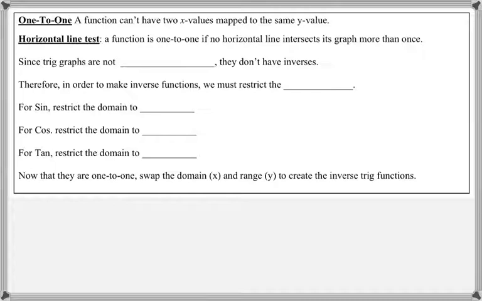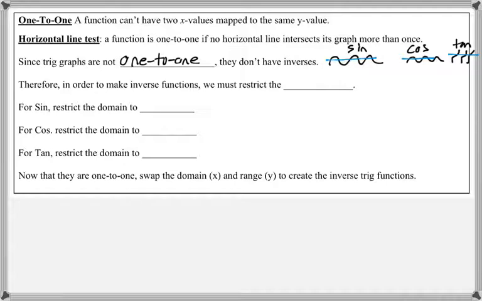So since the trig functions are not one-to-one, they don't have inverses. If you think about the graph of sine and cosine, here's sine, here's cosine, it's basically the same thing, only shifted over. And then tangent would look like this. They're not one-to-one because you can make a horizontal line that intersects each of them in more than one spot. So, we have inverse trig functions, so how are those a thing?